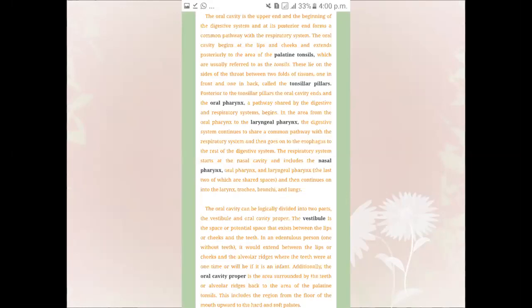The oral cavity can be logically divided into two parts, the vestibule and the oral cavity proper. The vestibule is the space or potential space that exists between the lip or cheek and the teeth.